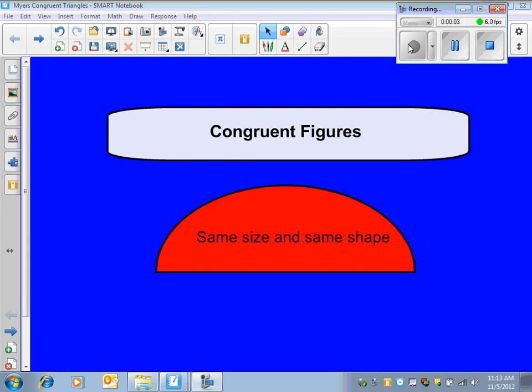Okay, welcome to geometry. It is unit 4, the beginning of the second semester, and we're going to be talking about congruent figures, moving into congruent triangles. Again, this is unit 4. We're going to be talking about congruent figures.